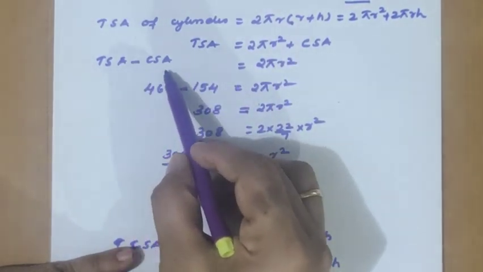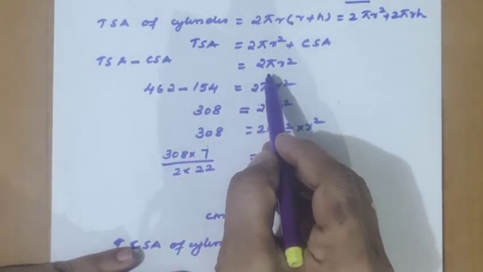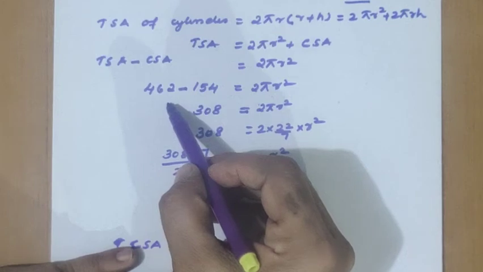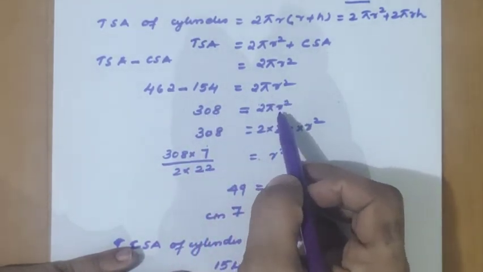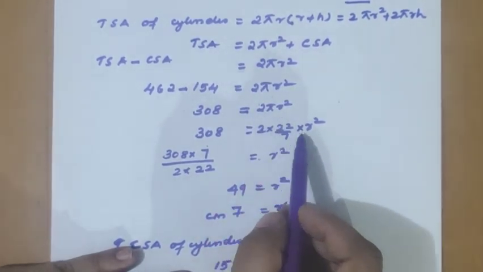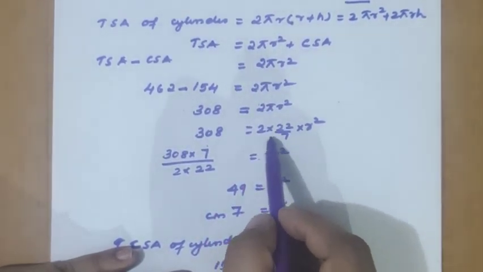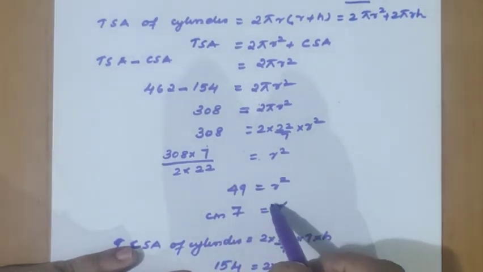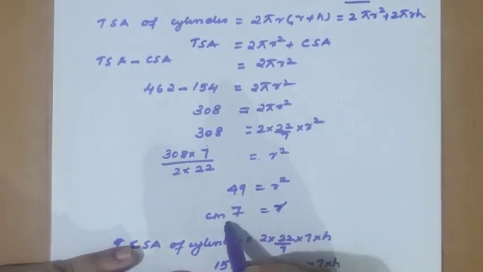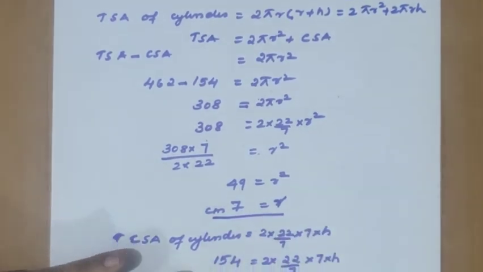So TSA minus CSA equal to 2 pi r square. TSA we have calculated, that is 462, and CSA is 154, which is equal to 2 pi r square. So while solving this one, we'll substitute the values. 2 into 22 by 7 r square equal to 308. R square we should calculate, that is equal to 49. Therefore r equal to 7 centimeter.